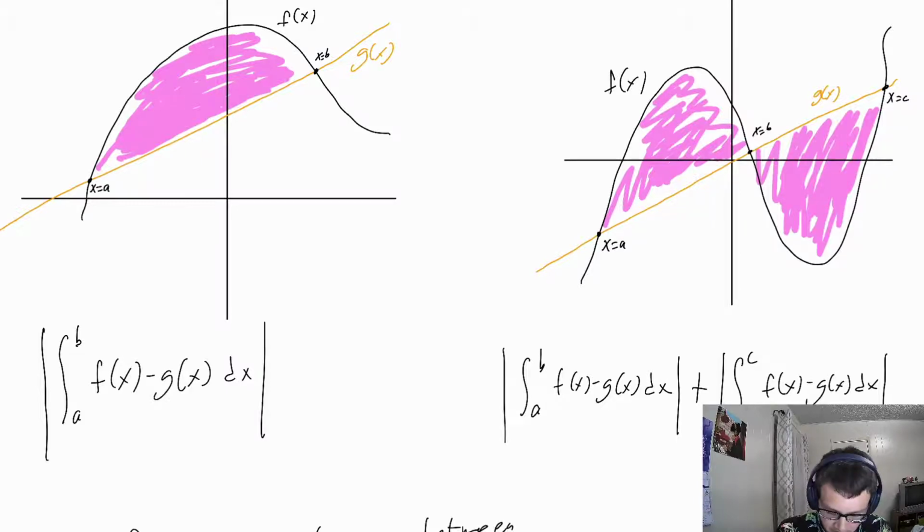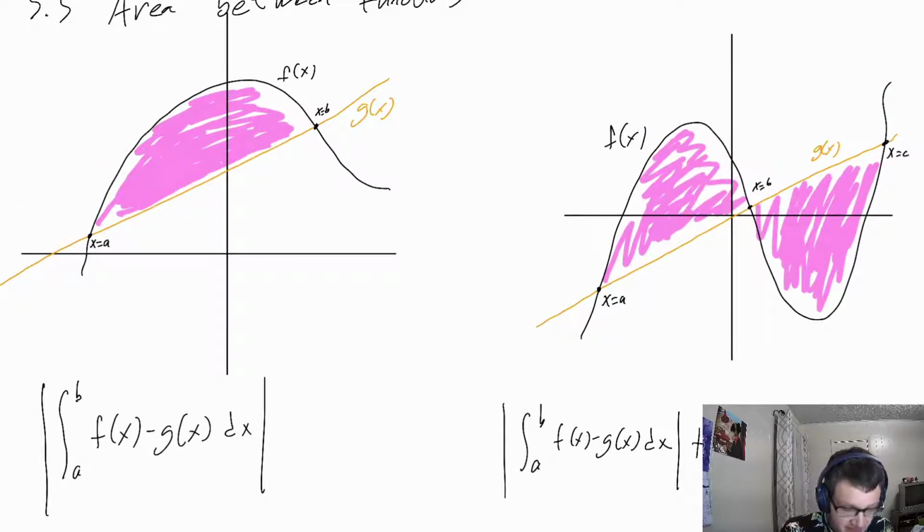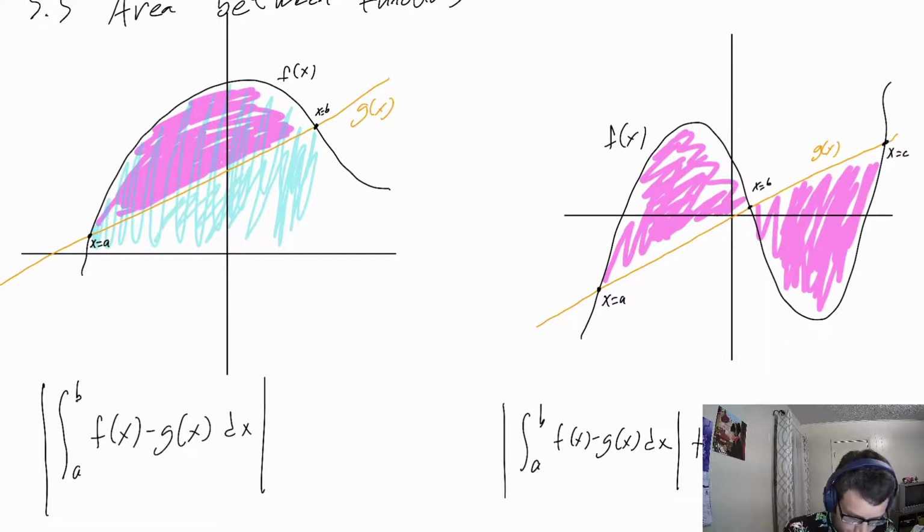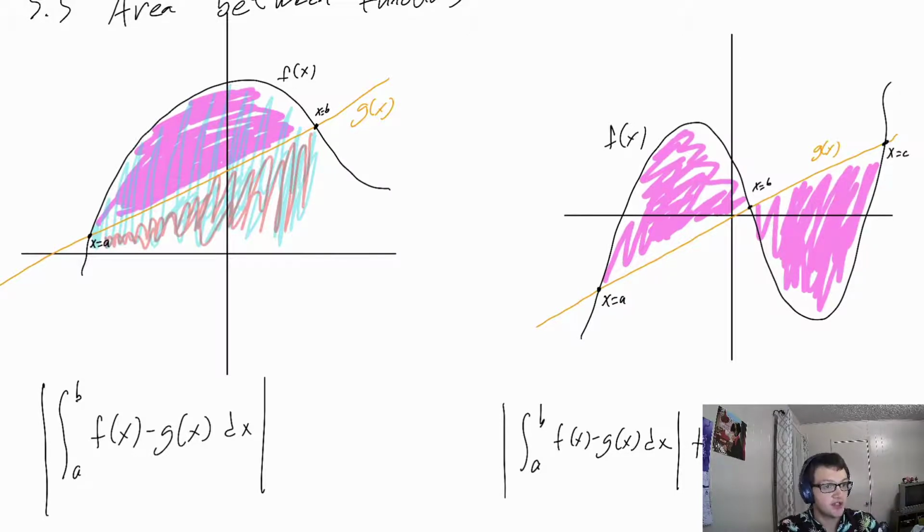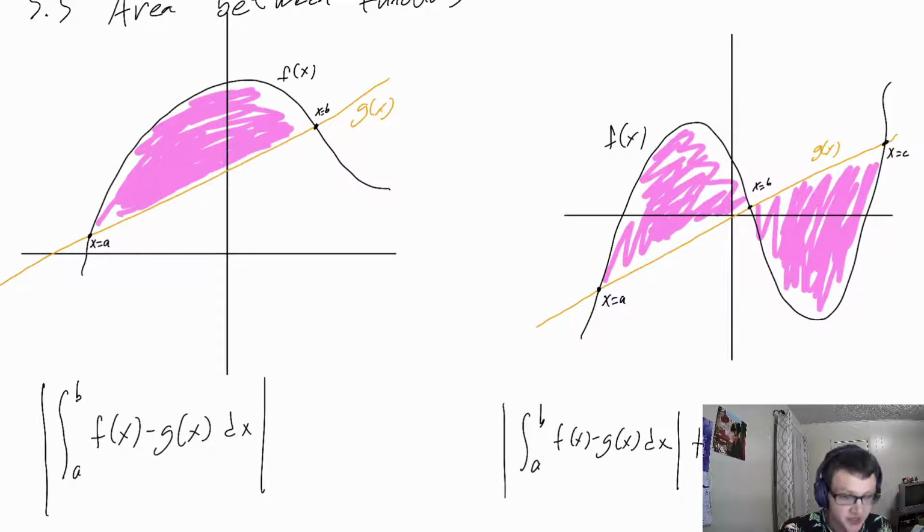Why does this work? Well, if we just find the area under the curve f, it looks a little something like this. And if we just find the area under the curve g, under the line g, it looks a little something like this. And so if we take the difference of the two, we end up with just this purple highlighted region.